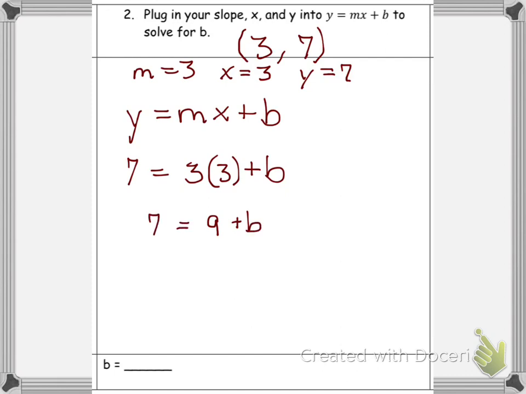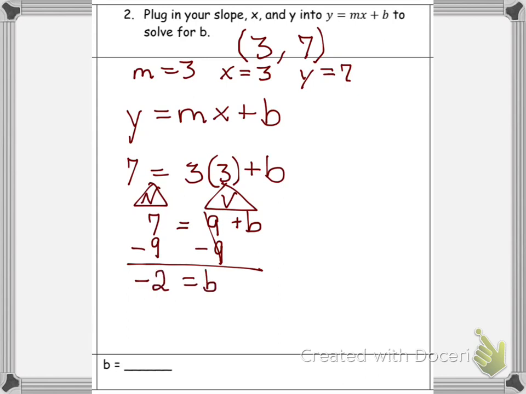Now I need to solve for b. So since b is the variable, I'll go ahead and make that the variable house, and this is the number house, and ask myself, who needs to leave the variable house? 9, because it's a number, it's not a variable. So the opposite of positive 9 is negative 9. So I'll subtract 9 on both sides. 7 minus 9 equals negative 2. So therefore, my b is negative 2.